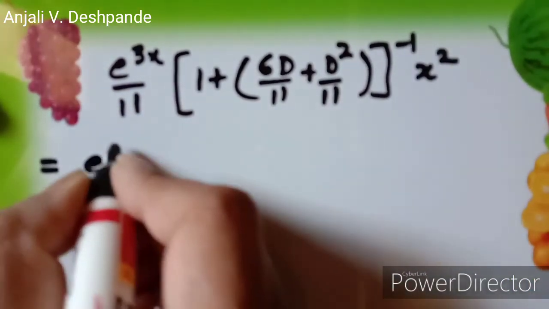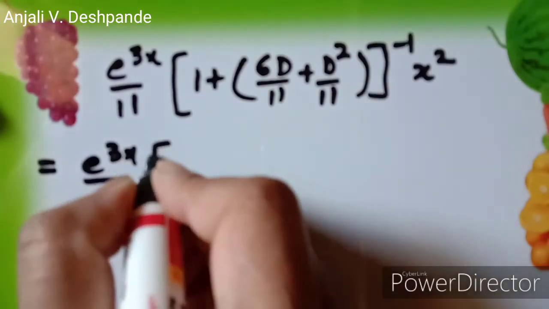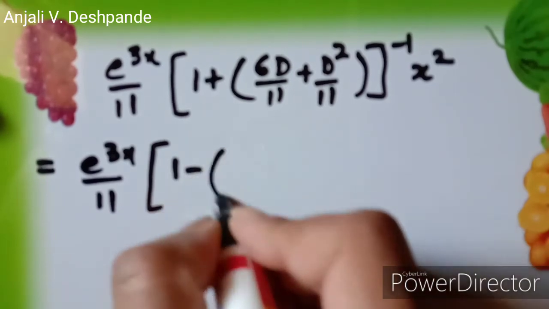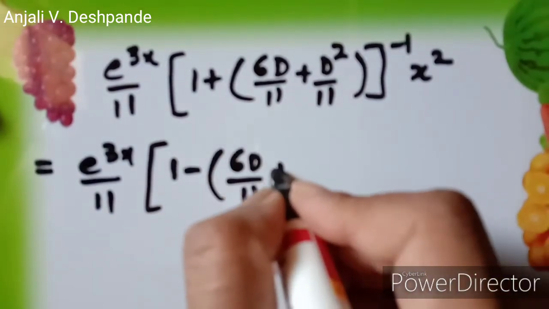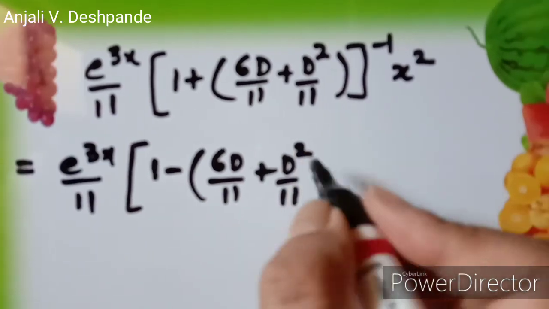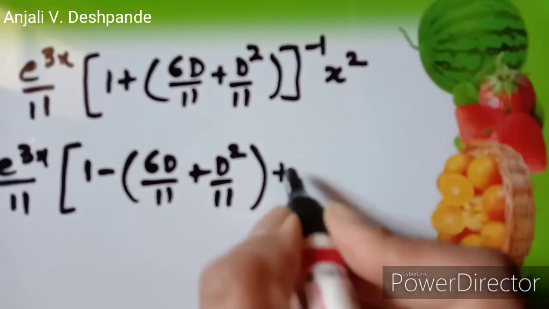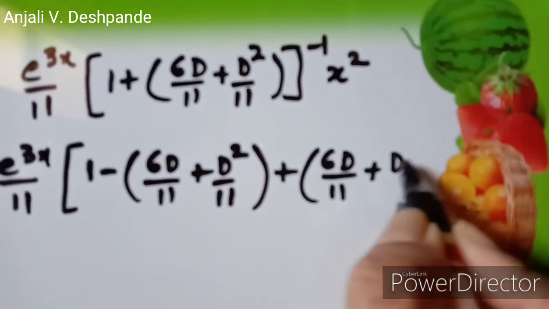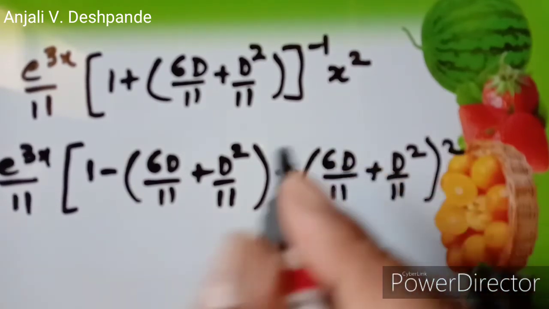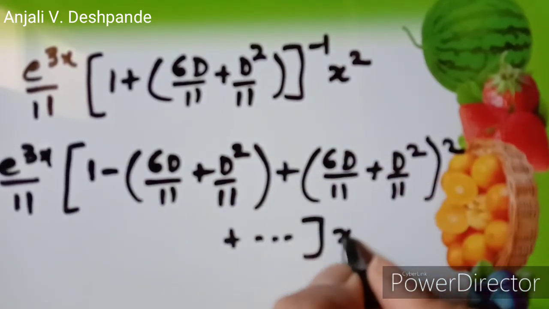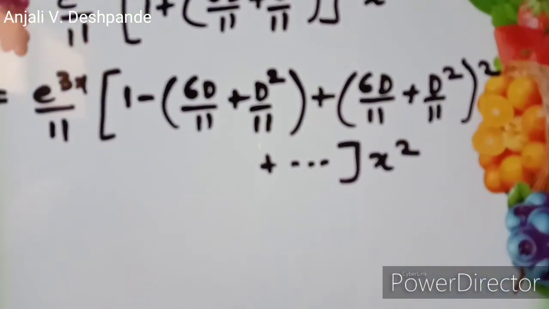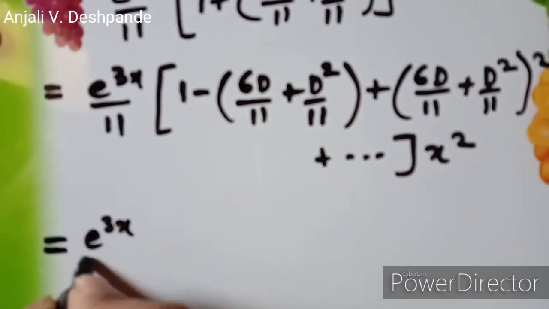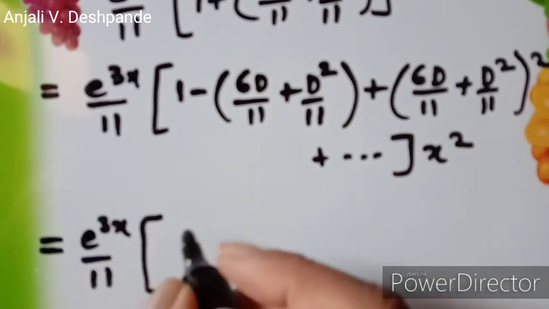So this will be equal to e raised to 3x divided by 11. Now once again we are going to use binomial expansion, 1 plus x raised to minus 1. So 1 minus (6D by 11 plus D square by 11), then plus this term has to be squared. So we are going to write this as (6D by 11 plus D square by 11) whole square plus and so on, x square. So this is equal to e raised to 3x divided by 11 into bracket.